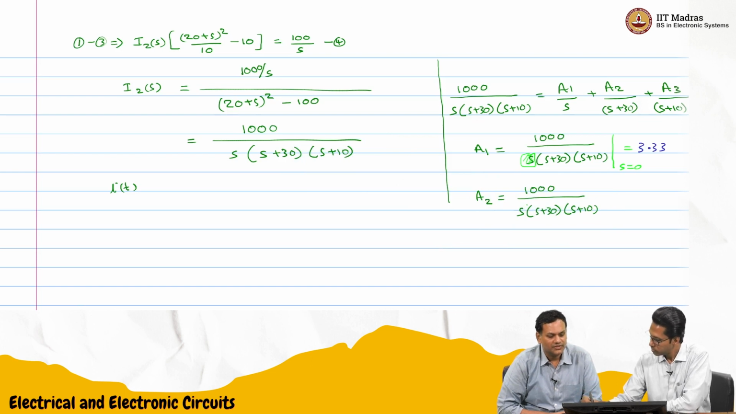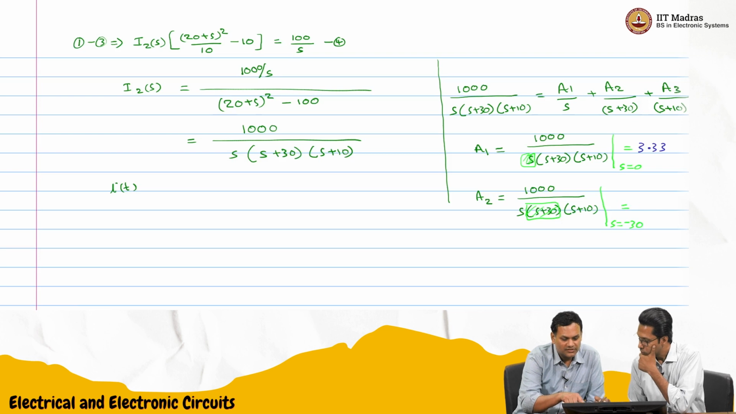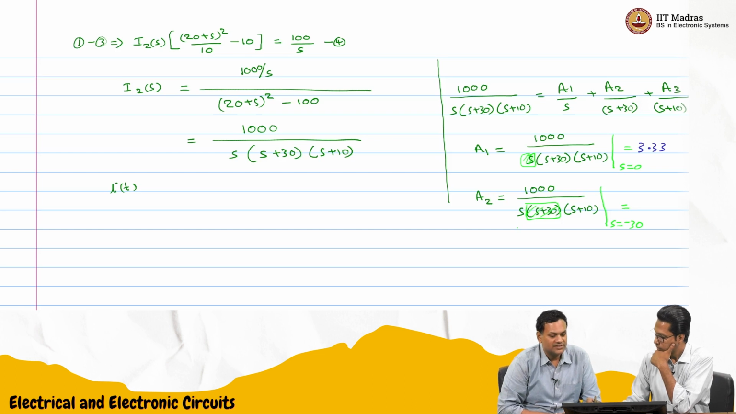For A2, we hide S plus 30, and then set S equal to minus 30. This will give you minus 20 into minus 30, so that is 600. So 1000 by 600, so 10 by 6, 5 by 3. So 1.67.